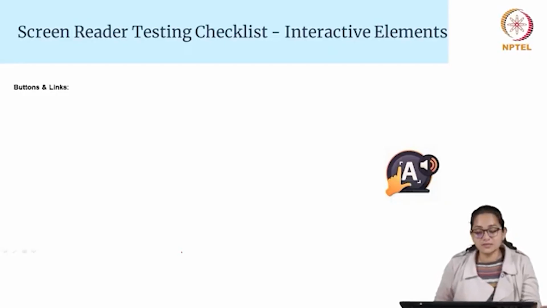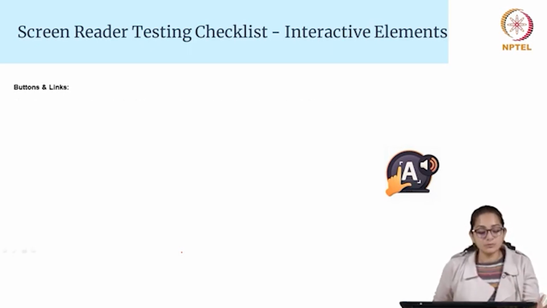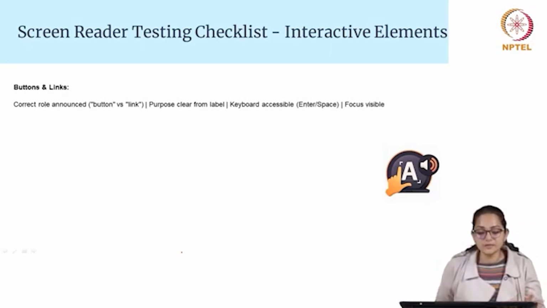The screen reader testing checklist. Next in line after the headings is the interactive elements. Then we talk about buttons and links. The correct role should be announced, whether it's a link or it's a button. The purpose should be clear from the label.